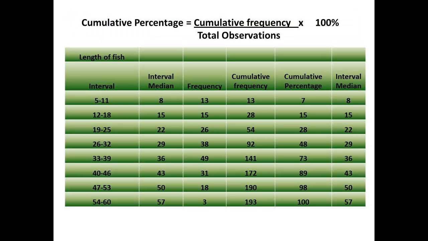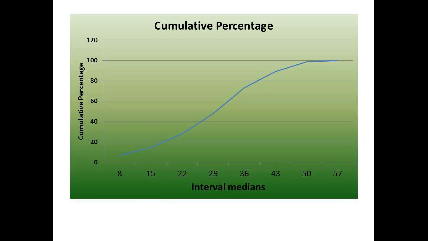The cumulative percentage is the cumulative frequency divided by the total observations, then multiplied by 100 to give a percentage. Here we have shown data that includes cumulative frequency and cumulative percentage for a sample where the length of fish have been measured. In this case, we are plotting cumulative percentage for each of the interval medians. Finding the interval median is just like finding the midpoint.